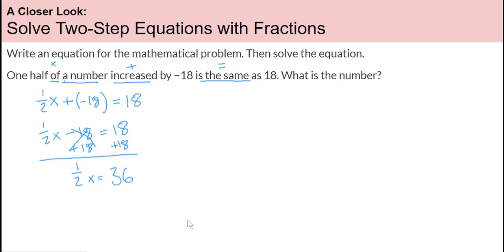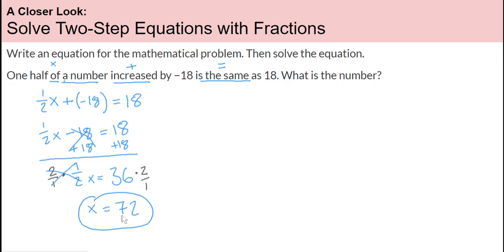Well, what you're going to technically do is divide by 1/2, but remember when you divide by fractions, you just multiply by the reciprocal. So really what we're going to do is multiply by 2, right? 2 over 1, but that's really just multiplying by 2. I'll just write 2 over 1. Then these cancel out, and I'm left with x equals 36 times 2. 36 times 2 is 72. So what is the number? The number is 72. So we could say 1/2 of 72 increased by -18 is the same as 18.